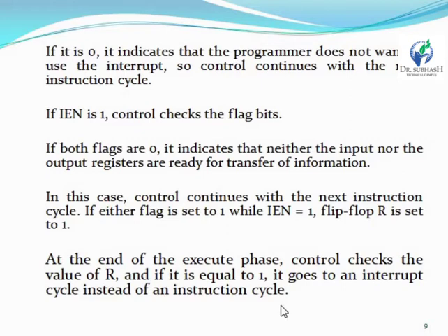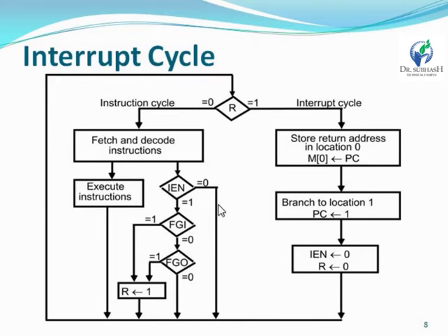So we can say that if IEN equal to 0, then finally execute here. If IEN equal to 1, then go to the FGI flag bit. If FGI equal to 1, then the R flip-flop will be set, and finally the process we can complete. If FGI equal to 0, then go to the FGO. If FGO is 0, then the process we can complete, otherwise go to the R. So this is the process of the instruction cycle.